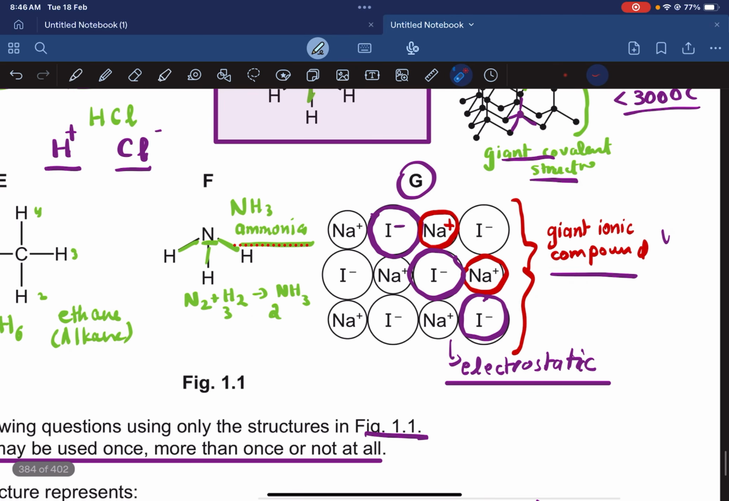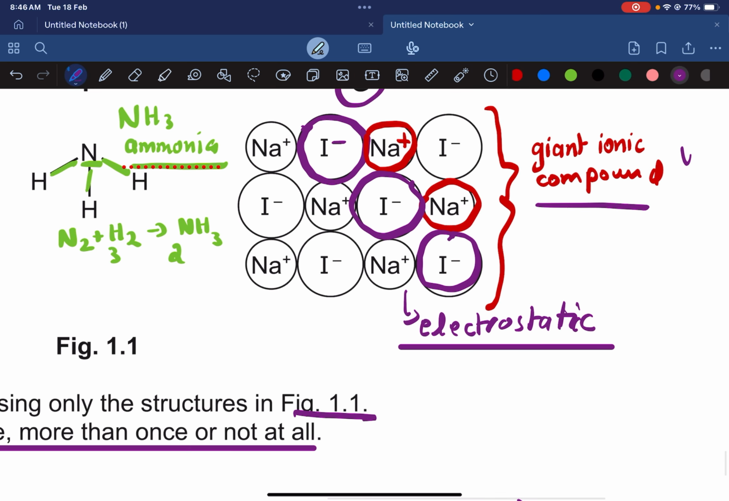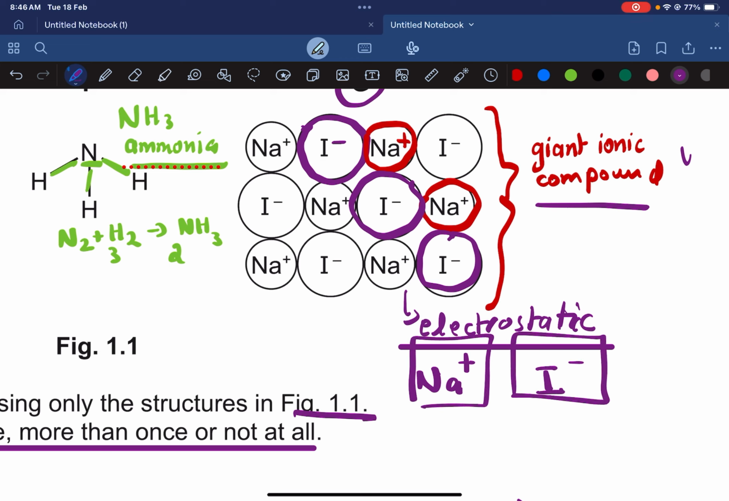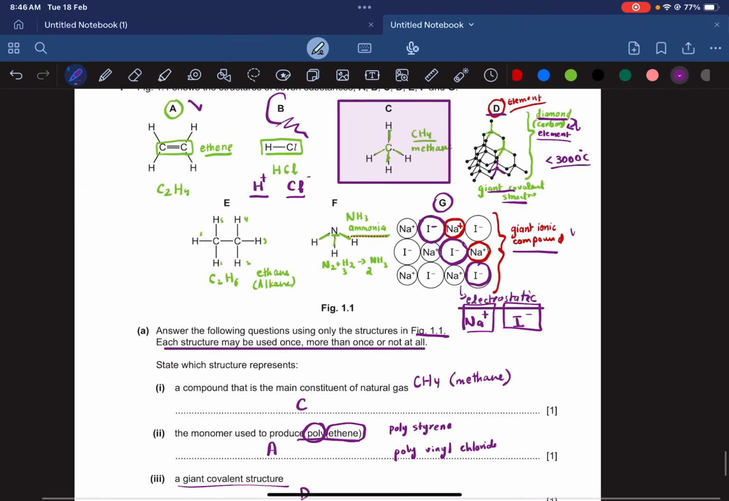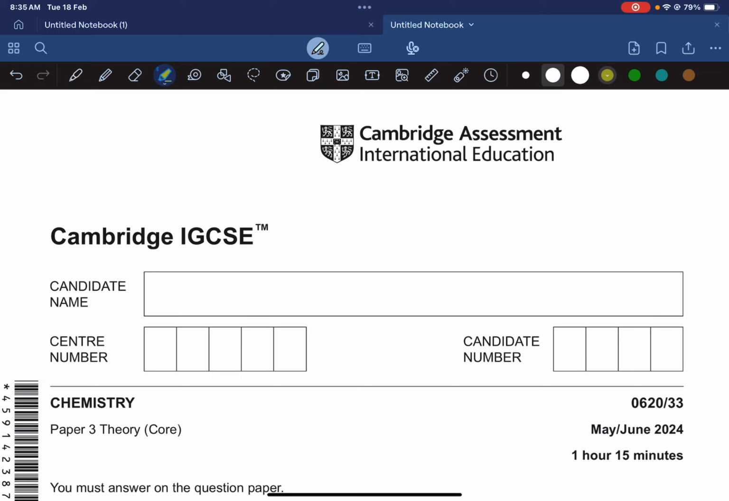So if we need a solid, we've got to take structure G. Structure G is a solid at room temperature because that's an ionic compound, and when we dissolve it in water, we're going to have free sodium ions and iodide ions, and these would be able to move freely through the structures to the aqueous solution and conduct electricity. So that's going to be G because it's a solid at room temperature and will conduct electricity after it is dissolved in water because it's going to ionize. Ionize means that it's going to form ions and those ions would be free to move.